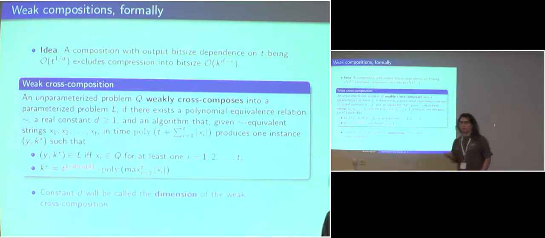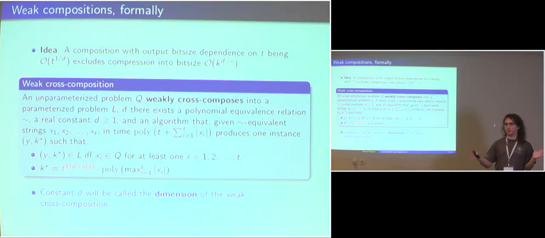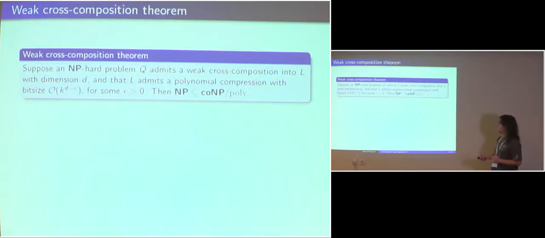And this constant d that governs the blow-up of the parameter depending on the number of input instances will be the dimension of the weak cross-composition. And now if you just go through this whole proof that I have shown in the previous chart, you will get the following result: if I have a weak cross-composition from some NP-hard language Q to my target language L that has dimension d, yes, then I can exclude a polynomial compression for L into any language R that has bit size better than k to the d. Yes? Good.